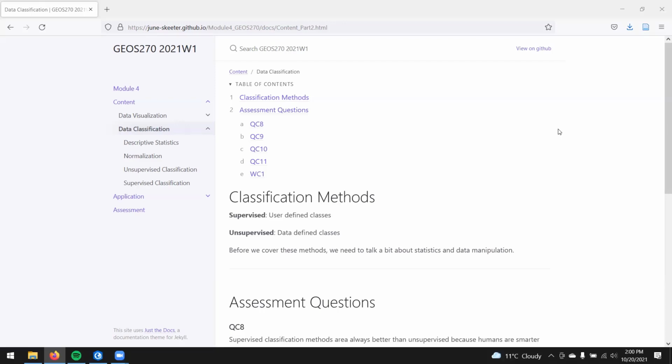So for this week, we're talking about classification methods for data. On Monday, I showed you a couple videos looking at different visualization methods, gave you some tips as far as color choice goes, and some stylistic tips for making your maps more aesthetically pleasing and effective in general.